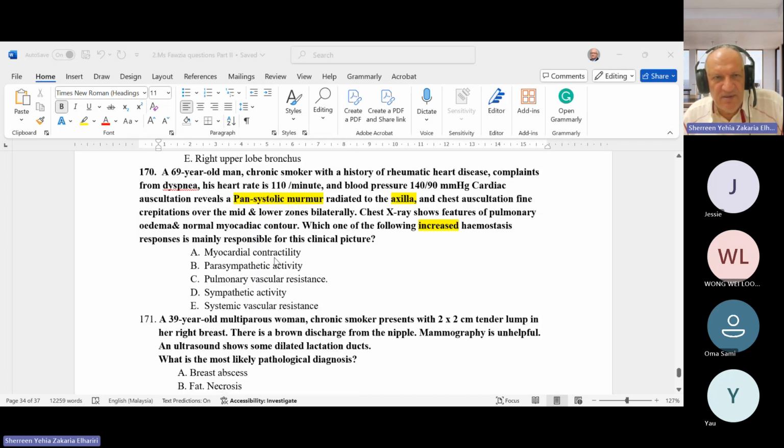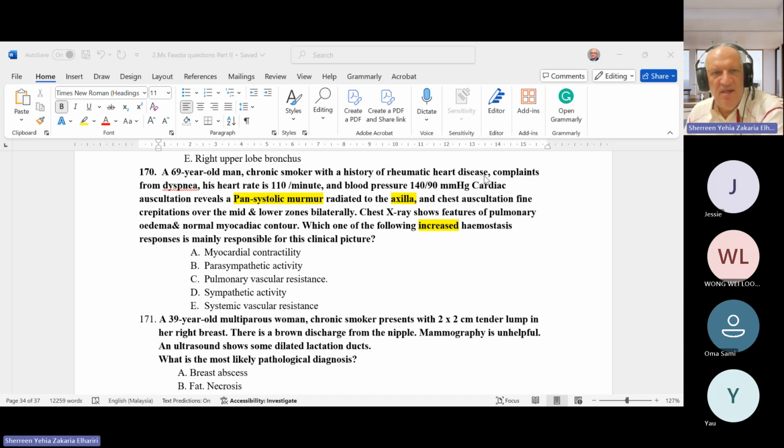Next question, 170. This question speaks about a 69-year-old man, chronic smoker, with a history of rheumatic heart disease. Now rheumatic heart disease is very rare, so we either mention that this patient already has rheumatic heart disease, or we say this patient is from overseas, or a traveler, or homeless, or Indian or whatever. So it gives the impression that they have this condition.